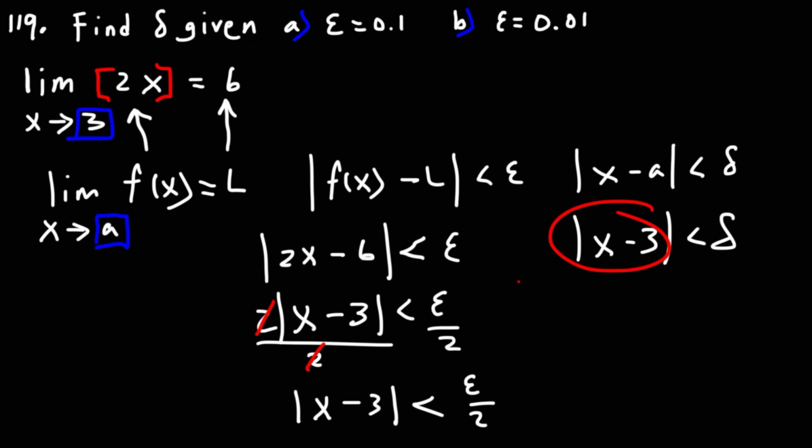Now, because these two are the same, these two parts are equal to each other. So we could say that the relationship between delta and epsilon is delta is epsilon divided by 2.